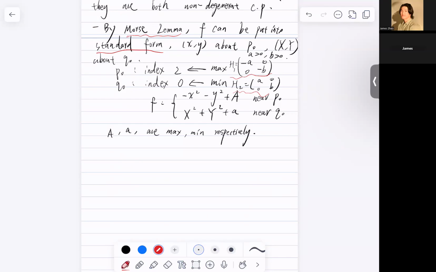And then we can also use our quadratic form, aka our standard form, to express our F near those two points. And big A and small a are the maximum and minimum, respectively. Okay, great. So that's a quick recap. And now we're going to move on to resume our proof.